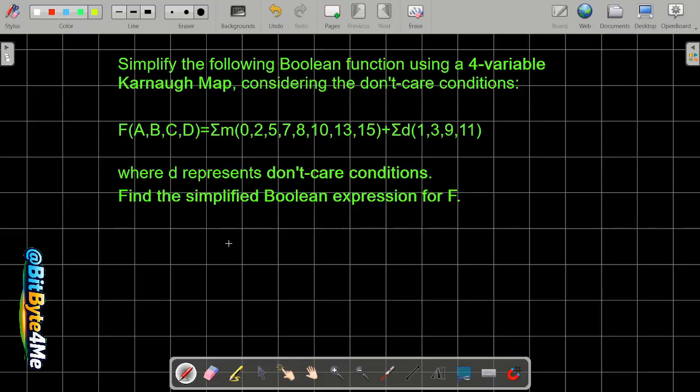So, simplify the following Boolean function using a 4 variable Karnaugh map, considering the don't care conditions. We are given this Boolean function and these are the values of m, plus these conditions are given. These are called don't care conditions and they are represented by D.